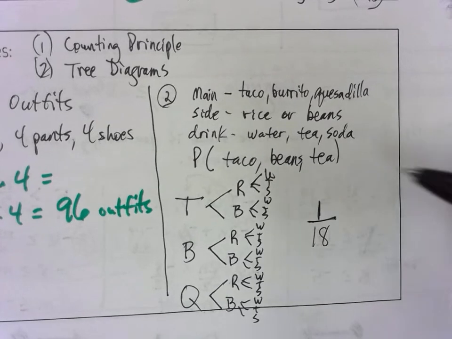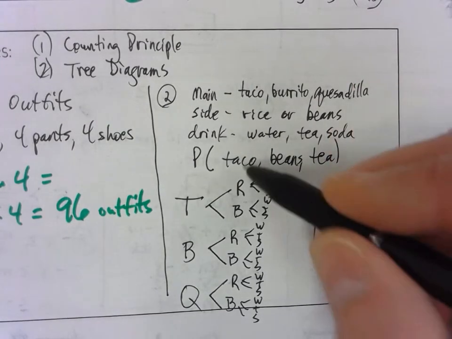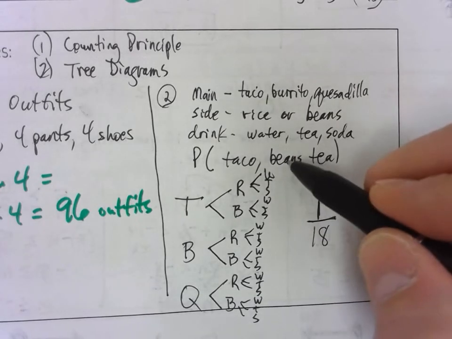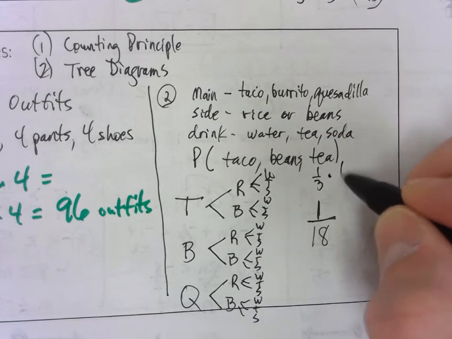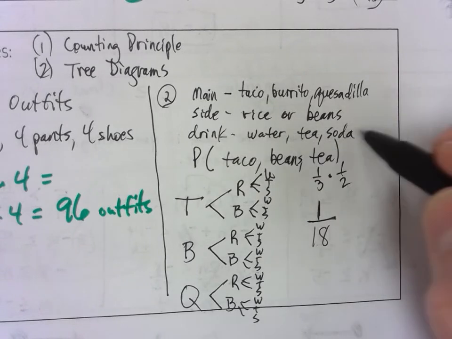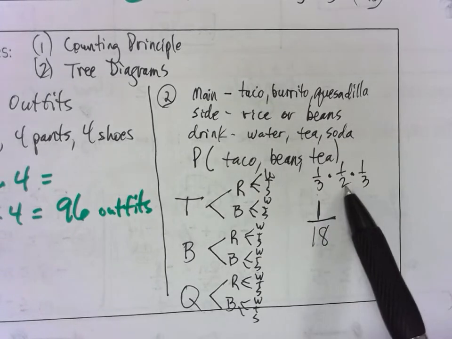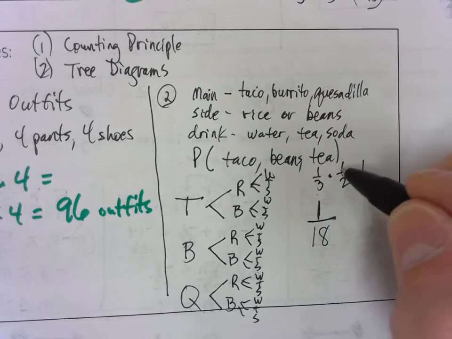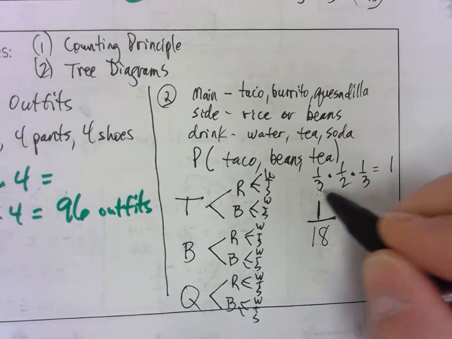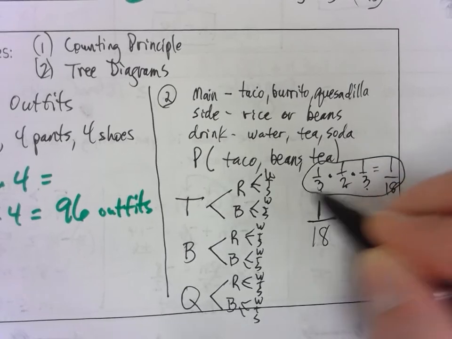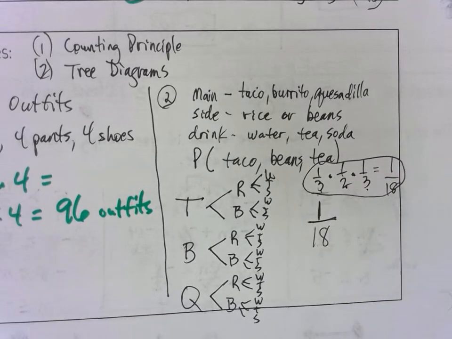You could also do it this way. What's the probability of getting a taco? That's 1/3. What's the probability of getting beans? That's 1/2. Half a chance of getting beans. What's the probability of getting tea? 1/3 chance of getting tea. Of course, if you multiply all that together, 1 times 1 times 1 is 1. 3 times 2 is 6. 6 times 3 is 18. So you could also do it that way, where you multiply the individual probabilities together. All right.